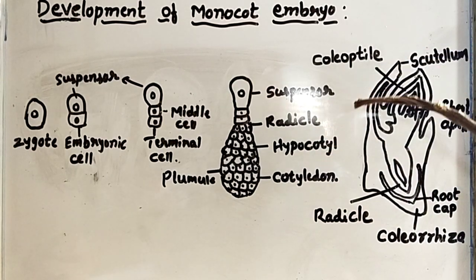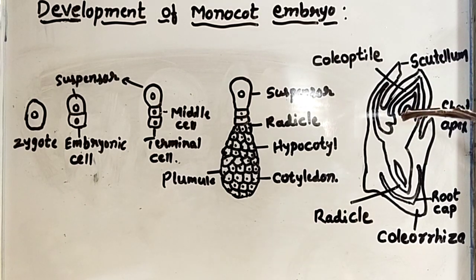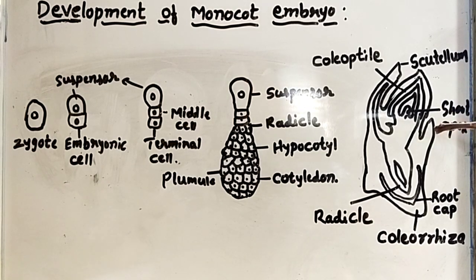Understood? This diagram you are seeing is a mature monocot embryo, where you can see different parts. What are they? The very first one is coleoptile. The second one is scutellum, then shoot apex, root cap, coleorhiza and radicle. These are the different parts present in the mature monocot embryo.